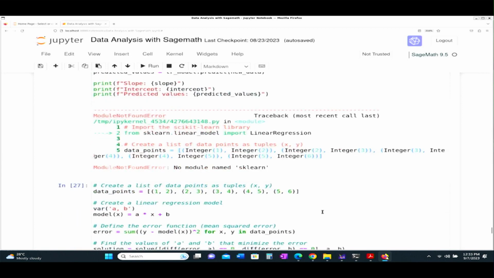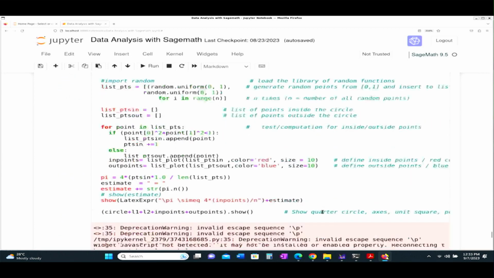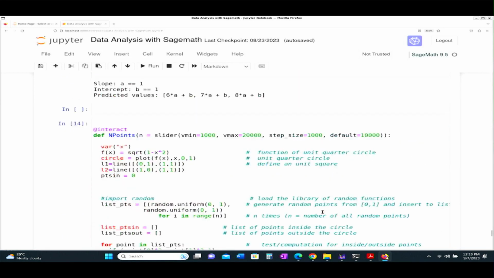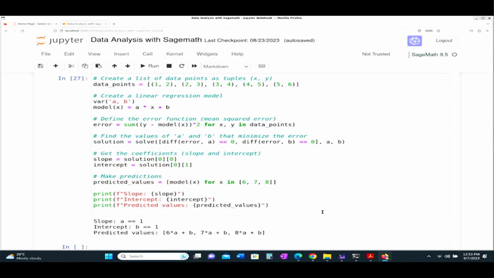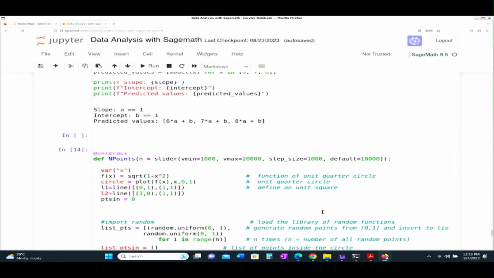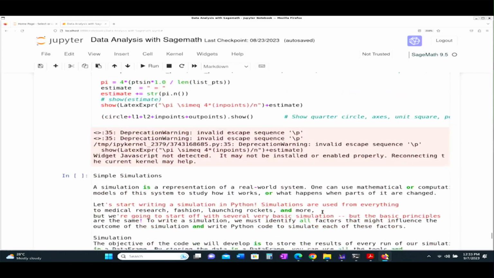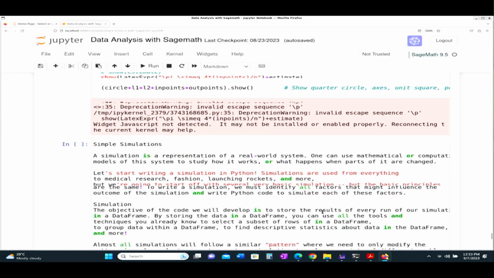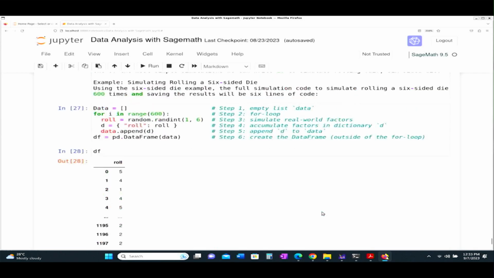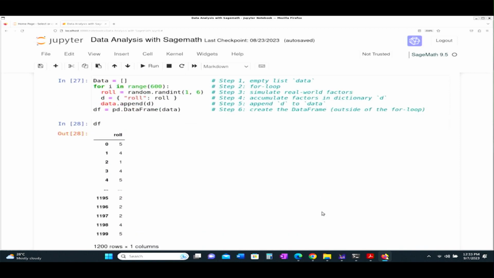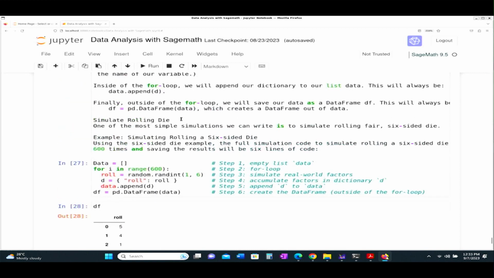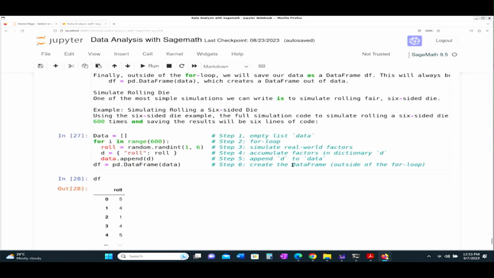Okay, so now I want us to get to something else. Quickly, we don't have time. So I'm thinking of what we should do. This is also something simple: simulating rolling a six-sided dice, okay? So you know the values that you get. It's just simple, but we don't have time to look at it.